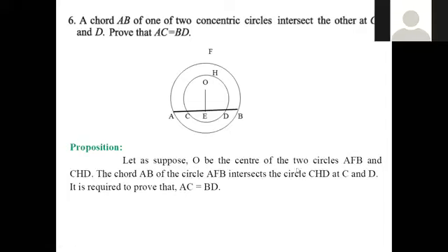Particular proposition: let O be the center of the two circles. The picture has a bit of a problem, so please check that it sits exactly at the center of these two circles, okay? Suppose O is the center of the two circles AFB and CHD. The chord AB of the circle AFB intersects the circle CHD at C and E. It is required to prove that AC is equal to BD.